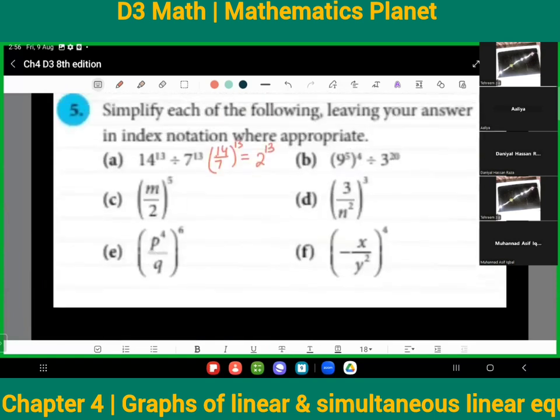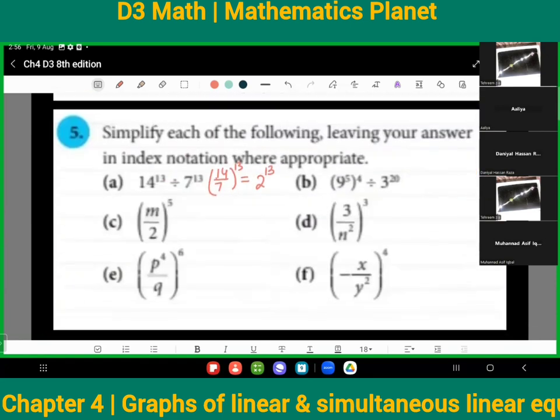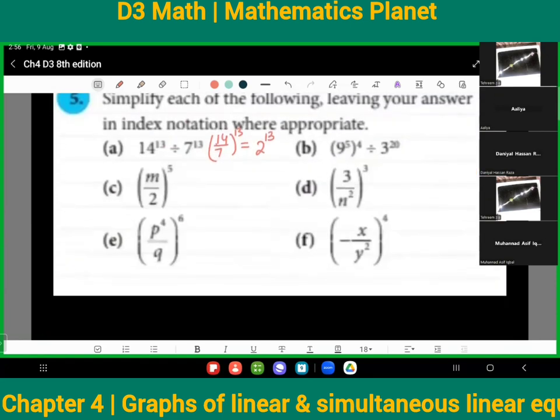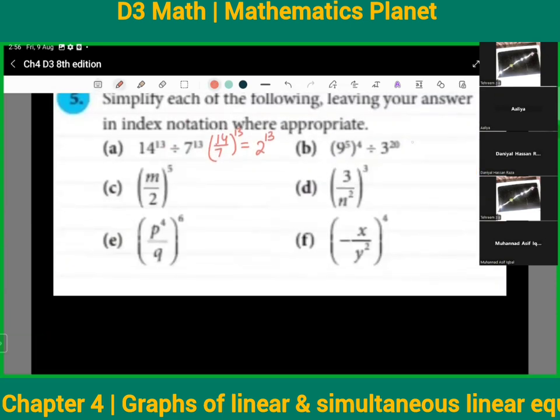Okay. Yes, we were on question number 5, part B. Yes, Alia. First of all, you need to write 9 to the power 20 divided by 3 to the power 20, because 5 times 4 is 20. Then you will write 9 divided by 3 in a bracket, and outside the bracket the power 20, and then it equals 3 to the power 20. Very good.